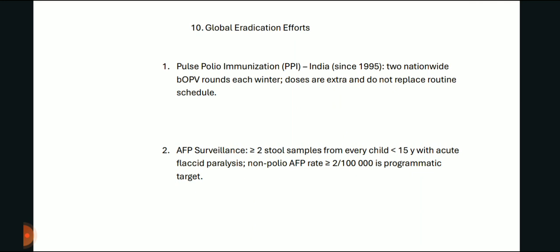AFP surveillance, acute flaccid paralysis surveillance, is done. At least 2 stool samples are collected from every child less than 15 years with acute flaccid paralysis, and we have to check whether this acute flaccid paralysis has been caused by polio or some other cause. Non-polio AFP rate of more than 2 per 1 lakh is a programmatic target.